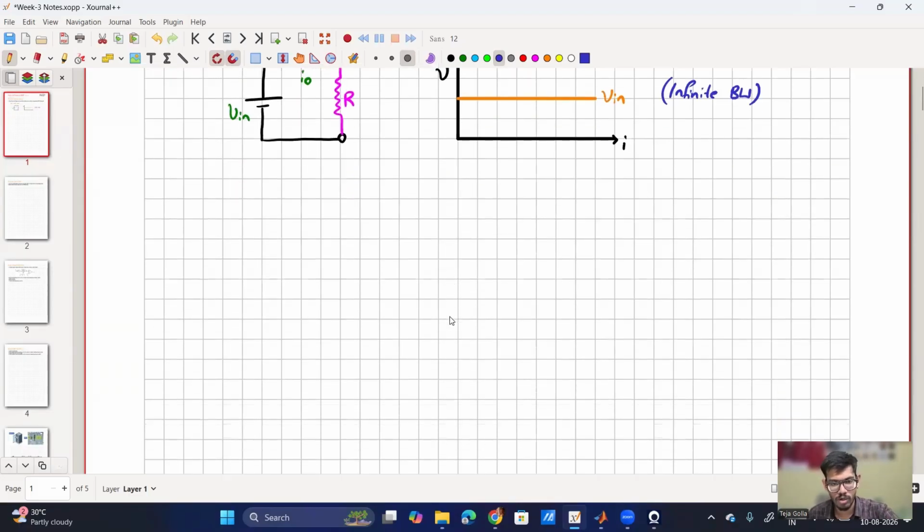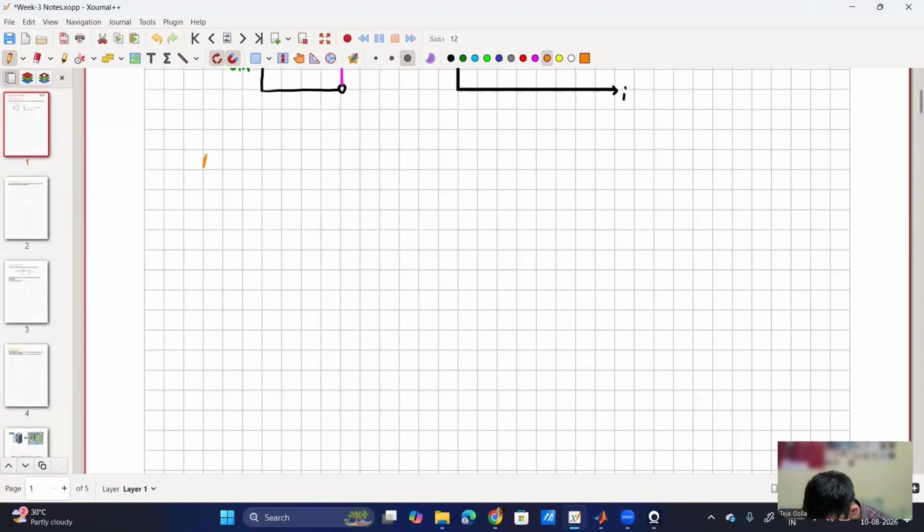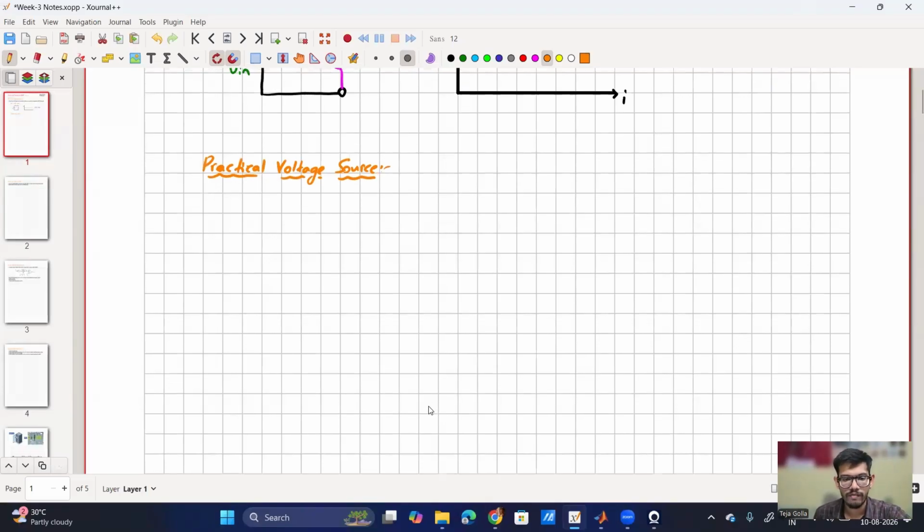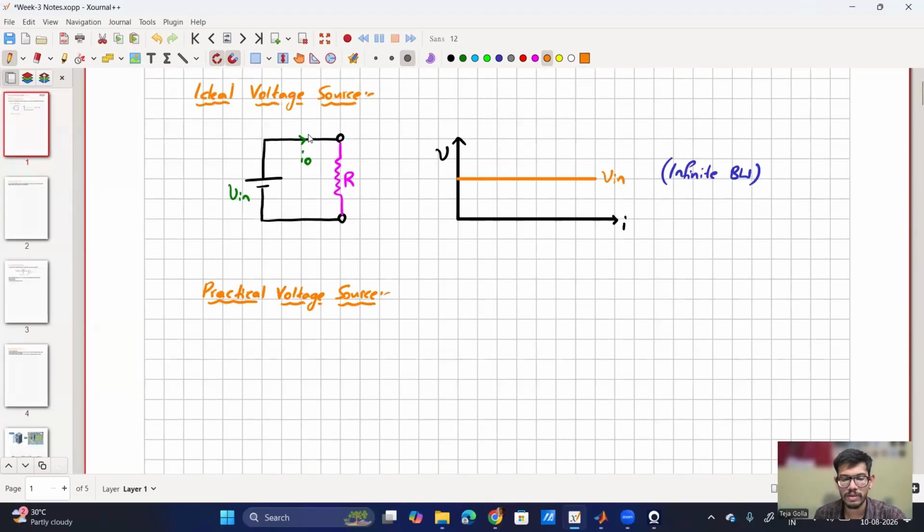So now coming to the practical voltage source. As you said, there will be a parasitic resistance in series. So what happens if there is a resistance? Then if we increase the current, the voltage that is seen over these two terminals will be lesser because of the drop across the resistance. So in that case, the actual voltage that we see versus the voltage that is being supplied by the source will be different because of the parasitic loss.